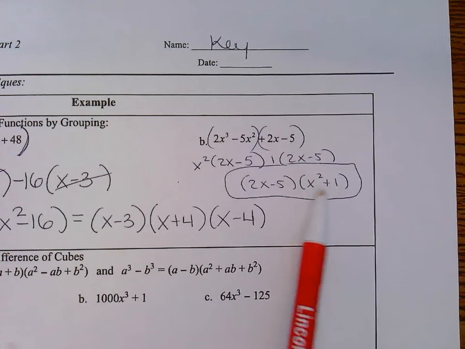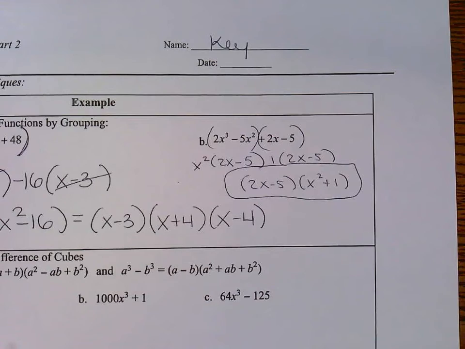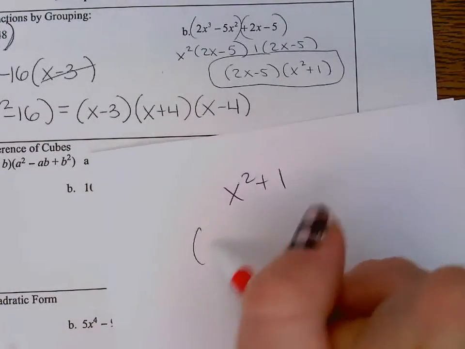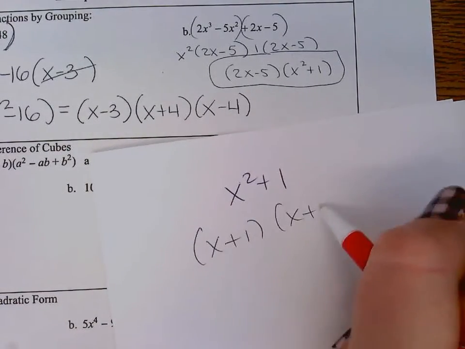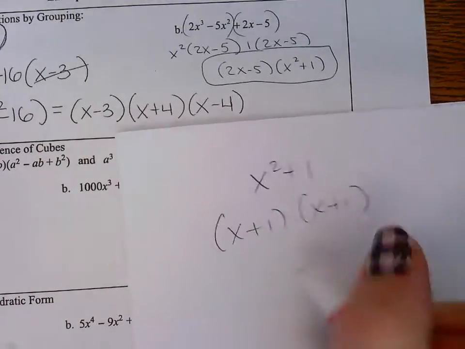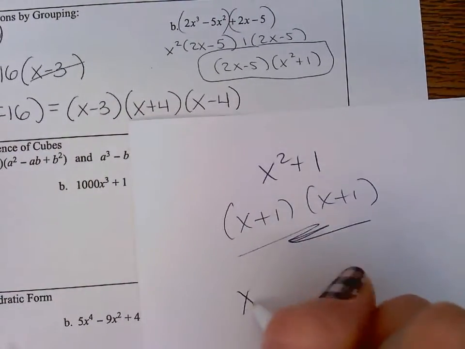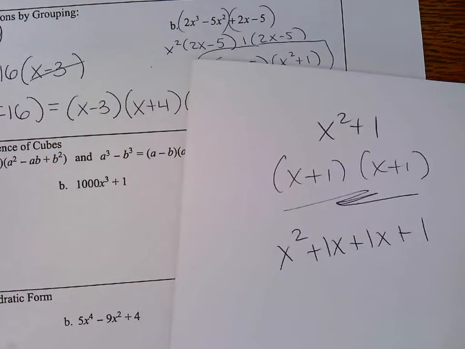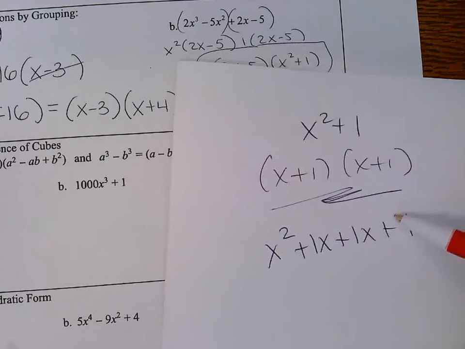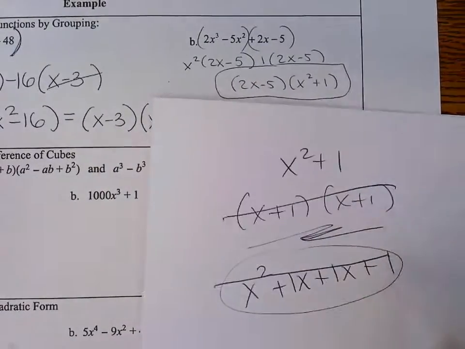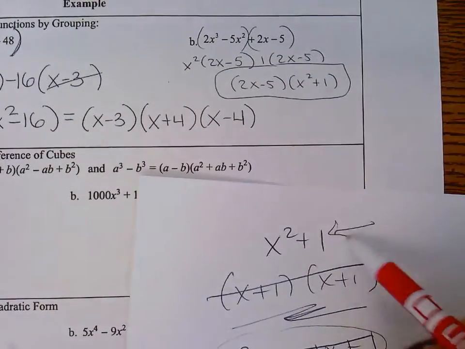I cannot take x squared plus 1 and factor it. So you can only factor difference of squares. The reason is, if I try to factor x squared plus 1 into maybe x plus 1 times x plus 1, that's not allowed. Because if I FOIL this out, I get x squared plus 1x plus 1x plus 1. Those are not the same, right? This is x squared plus 2x plus 1. So those are not equivalent factors. This is considered prime.